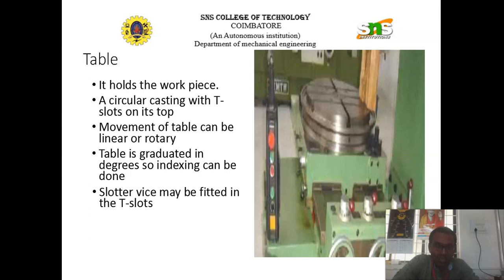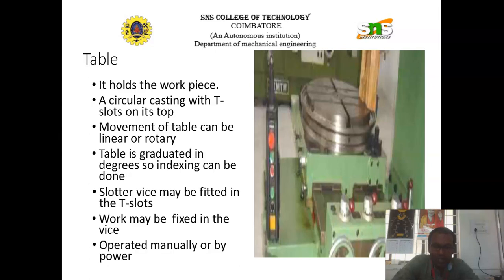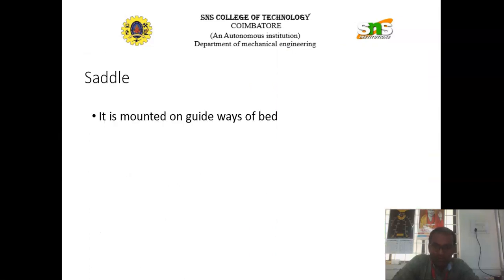A slotter vise may be fitted in the T slots. The work may be fixed in the vise, and it can be operated manually or by power. The next most important part is the saddle.